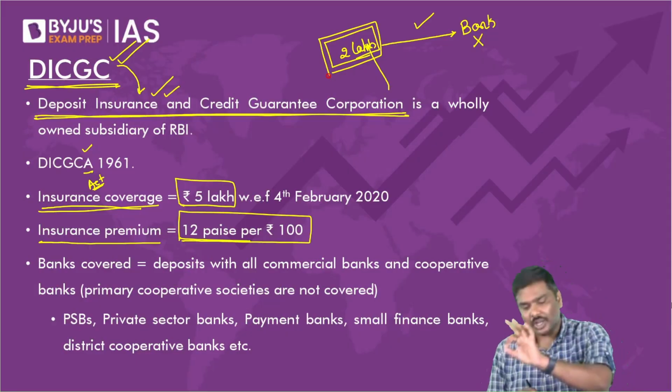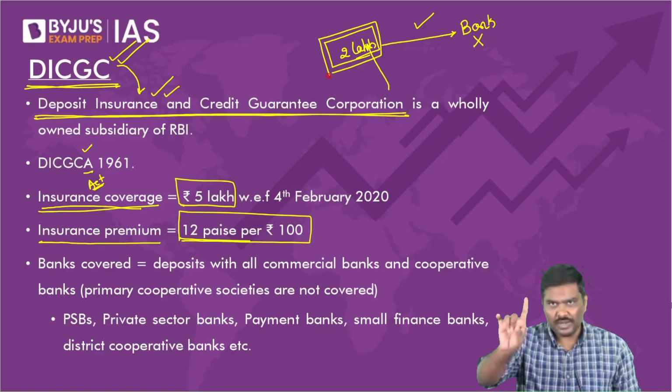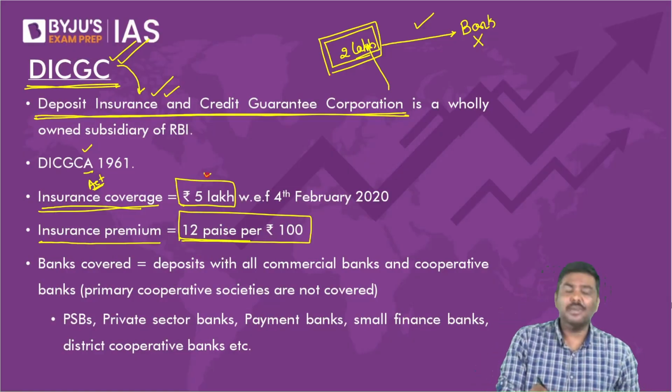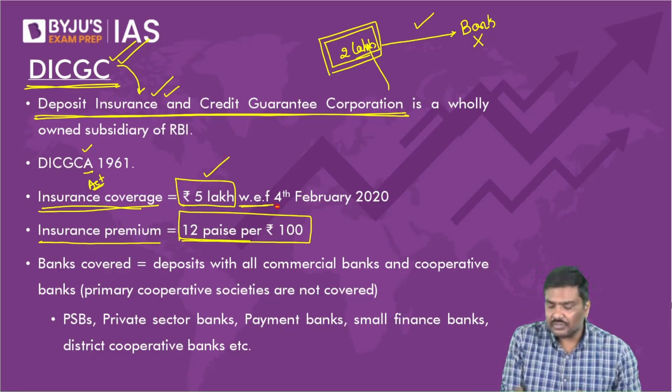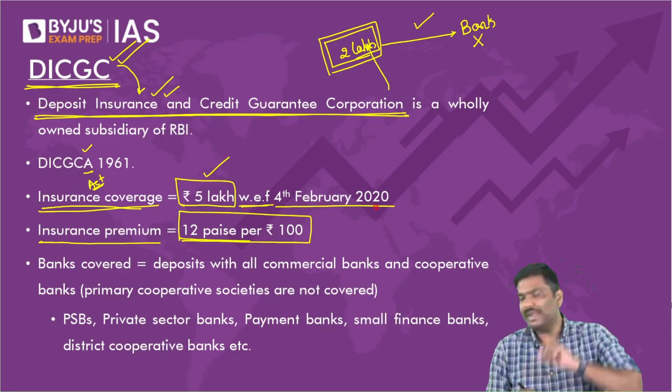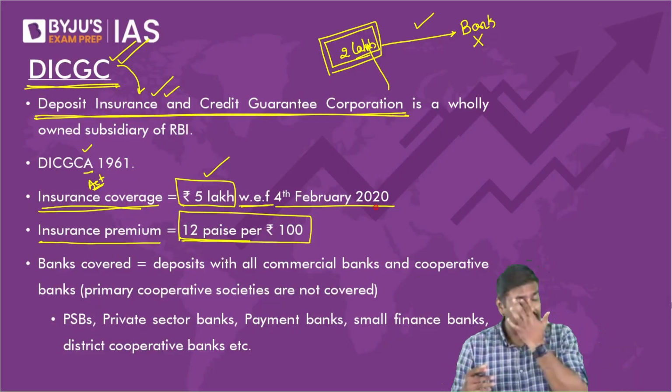And this is the role of the Deposit Insurance and Credit Guarantee Corporation. Earlier, the insurance coverage was only 1 lakh rupees. Now this has been increased to 5 lakh rupees. With effect from 4th February 2020, this has been made 5 lakh rupees.